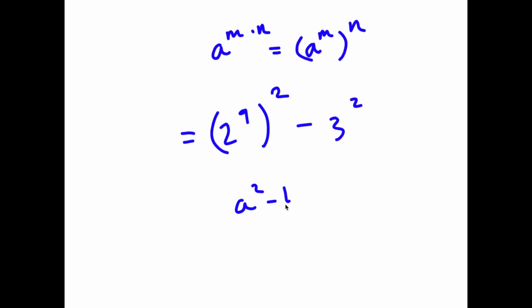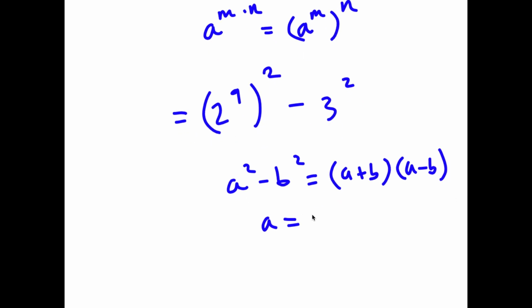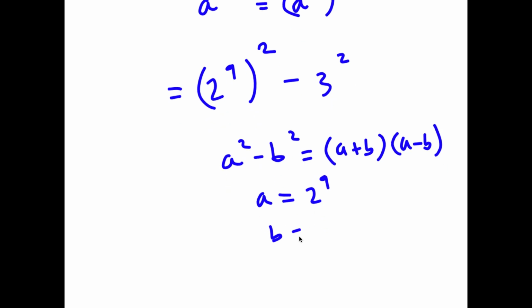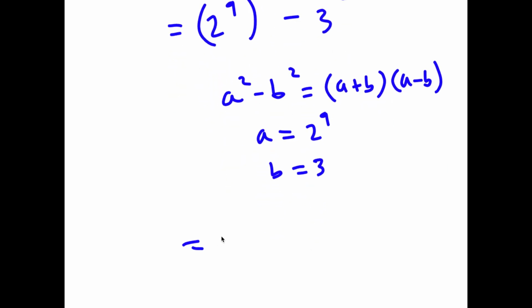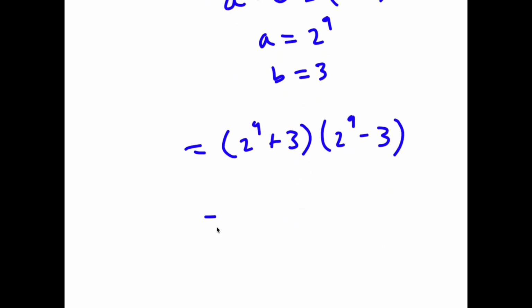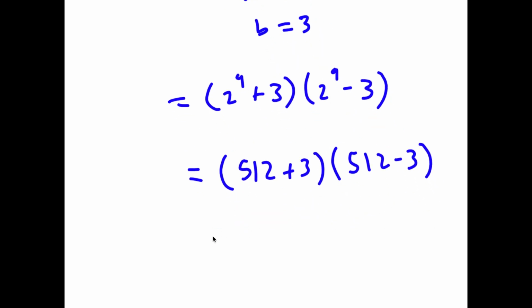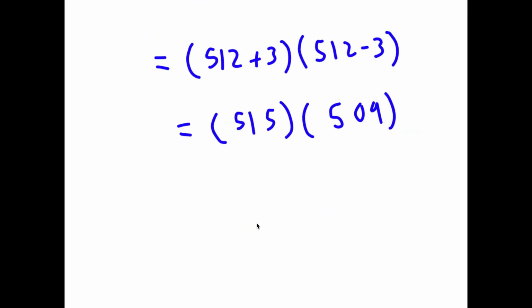Now if I have something in the form a squared minus b squared, this is equal to a plus b times a minus b. So in this case, a is 2 to the power of 9 and b is 3. So I have 2 to the power of 9 plus 3 times 2 to the power of 9 minus 3. And if you guys already know, 2 to the power of 9, that's 512. So I have 512 plus 3 times 512 minus 3. Now 512 plus 3, that's 515. 512 minus 3, this is 509. So I have 515 times 509.